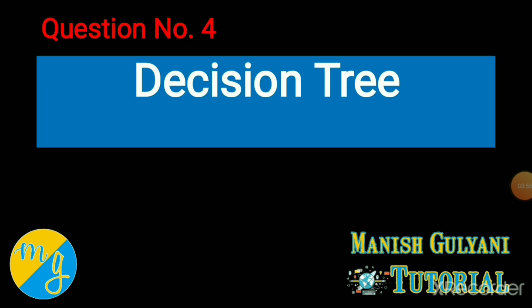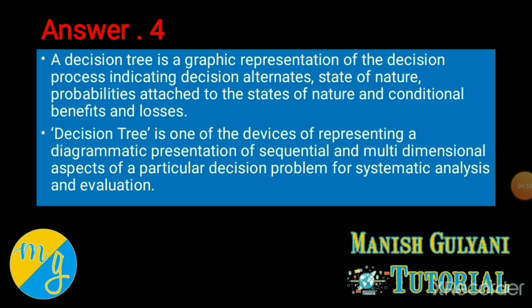Now the fourth concept, decision tree. Now what is decision tree? This term you have heard in decision theory chapter. Decision tree simply means it is a graphical representation of state of nature, courses of action, associated probabilities attached to state of nature, and all the conditional benefits, losses. When all these things you have to show in graph form, that's called decision tree.